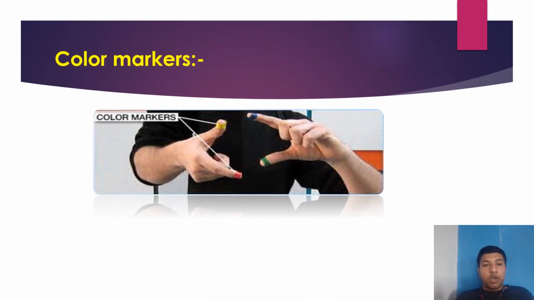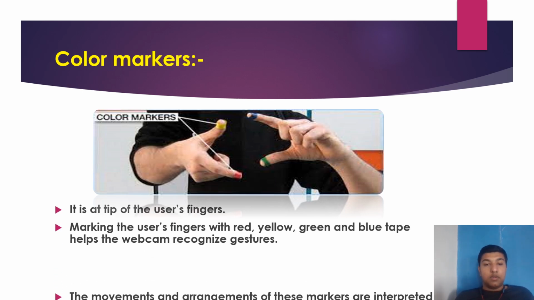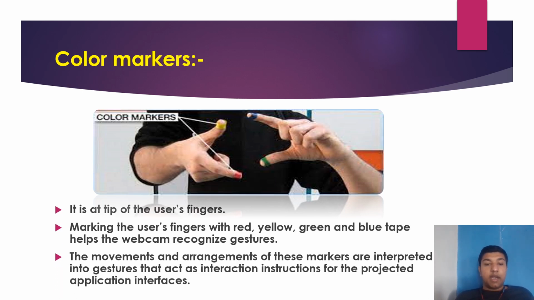Now our sixth component is color markers. It is at the tip of the user's fingers. Marking the user's fingers with red, yellow, green and blue tape helps the webcam recognize gestures. The movements and the arrangement of these markers are interpreted into gestures that act as interaction instructions for the projected application interface.